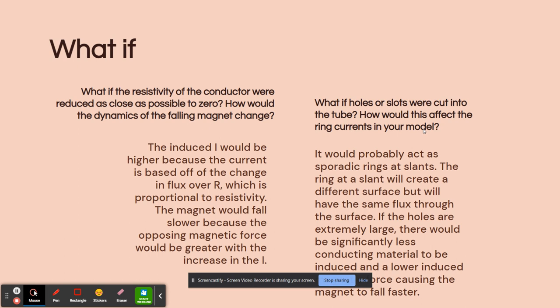And then what if holes or slots were cut into the tube? It could potentially look like sporadic rings in a slanting position, which would create a different surface for the flux to go through, but overall it would be the same amount of flux through that surface. If the holes are really big, then that means less conducting material, which means less material to have induced EMF and induced current, which would most likely cause the magnet to fall faster because there's less magnetic force opposition.